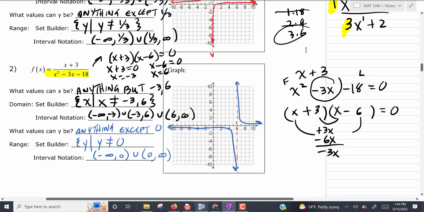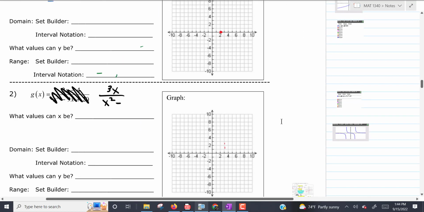Oh, number 2 I have to change too. I forgot to tell you guys that. So that we won't have that range problem, change problem number 2 on the next page to 3x over x squared minus 9. Okay? And then let's just see how many of these we can do.